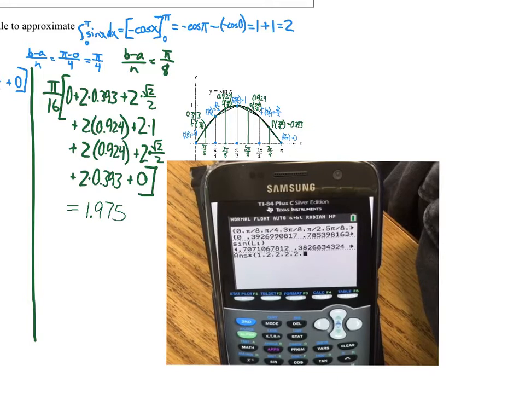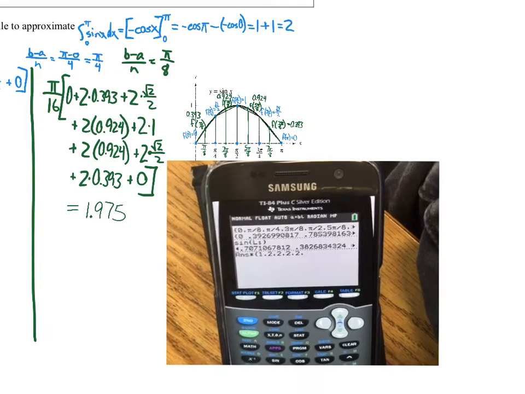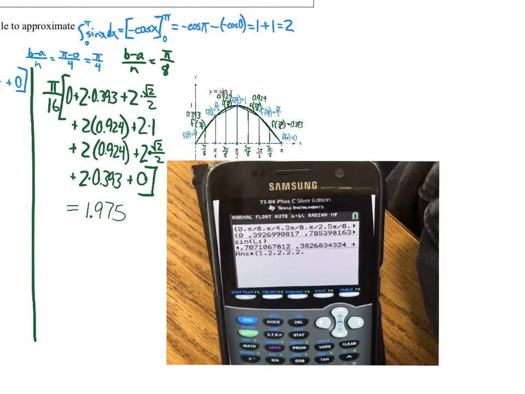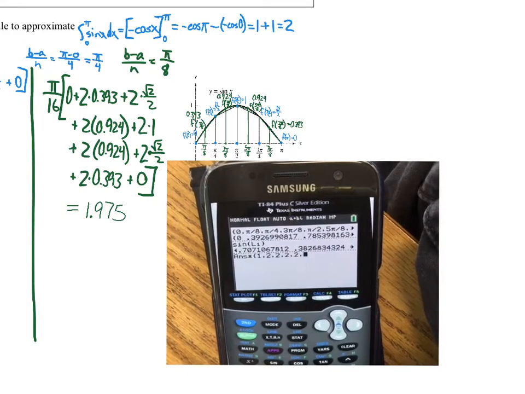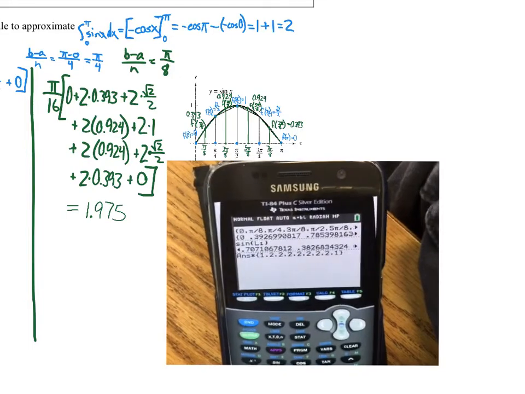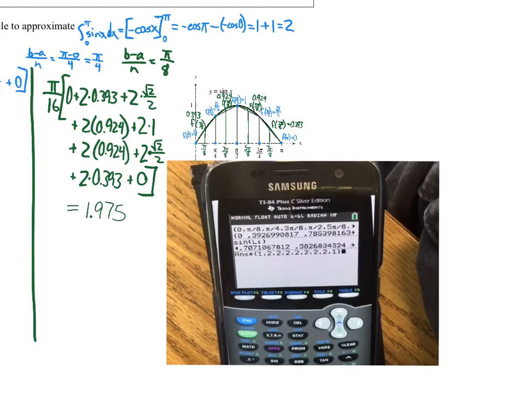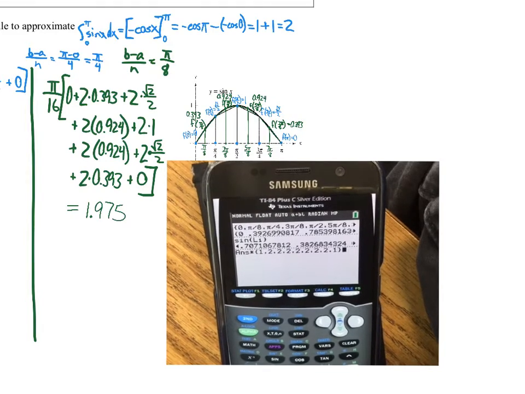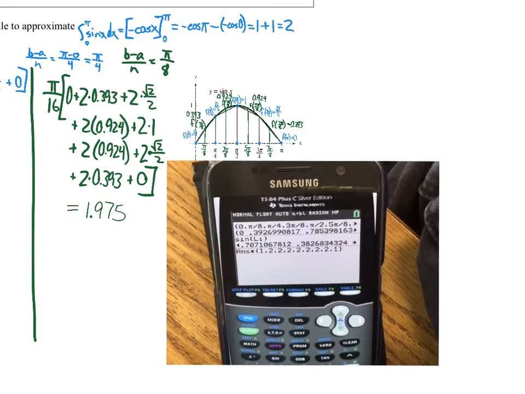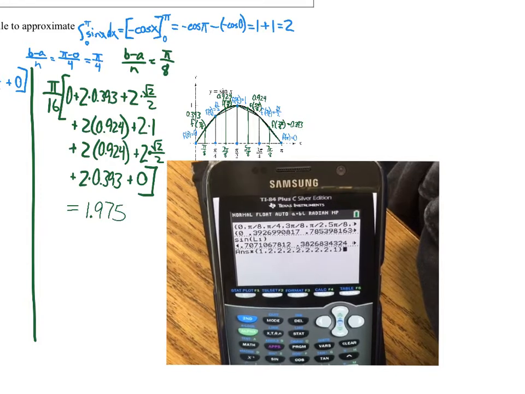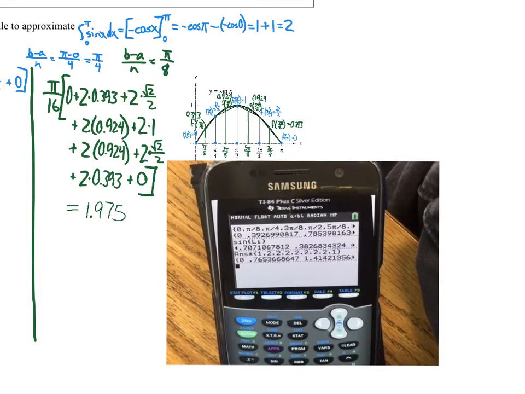So there were 1, 2, 3, 4, 5, 6, 7 middle ones. So I have a 1, and then I have, let's see, that's 4, 5, 6, 7 2s, and then another 1. Okay? That'll take care of the 1 times the first one, 2 of the second one, 2 of the third one, 2 of the fourth one, 2 of the fifth one, and so on. Does that make sense? Okay? So now I hit enter.